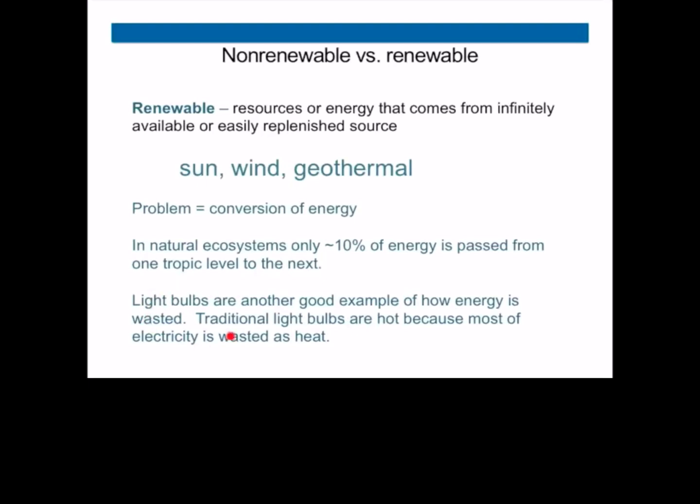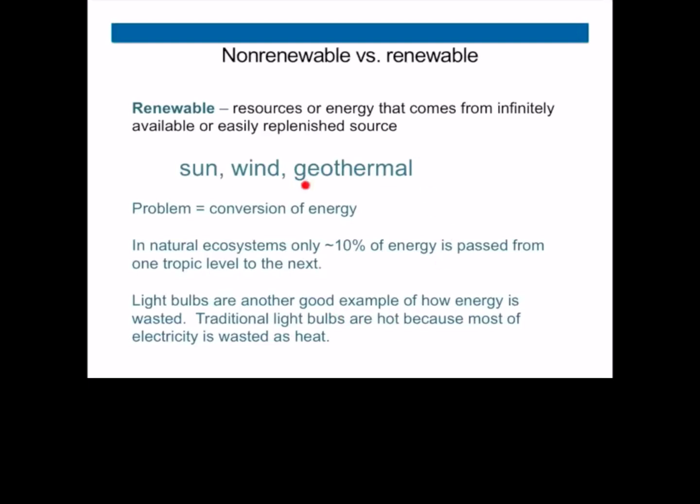Another good example of how this is wasted is the old-fashioned light bulbs, the ones that your parents used. If you were to touch them, don't touch them, you're going to get burnt. And that's because with these light bulbs, most of the energy is actually converted into heat, into waste. They get extremely hot, and that's the heat that you feel. The compact fluorescent lights are much more efficient. Those are the little squiggly ones that we all use today. There's a lot less heat that's produced, and so you're conserving a lot more energy.